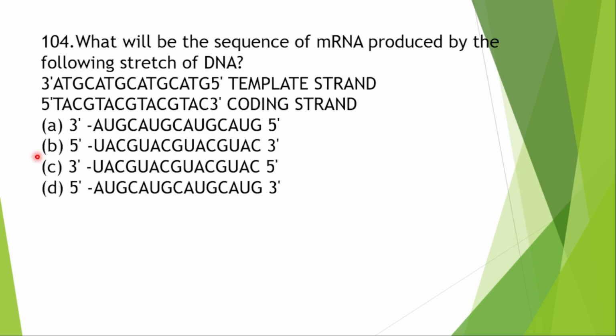Next question, question number 104. What will be the sequence of mRNA produced by the following stretch of DNA? The template strand and the coding strand are given. The mRNA which is going to be produced will be complementary to the template strand. So A is there, which means U must be there, so this one is wrong and this one is wrong. 3 prime to 5 prime is right, so A U T A, G for C, G U A C, so B itself is right.